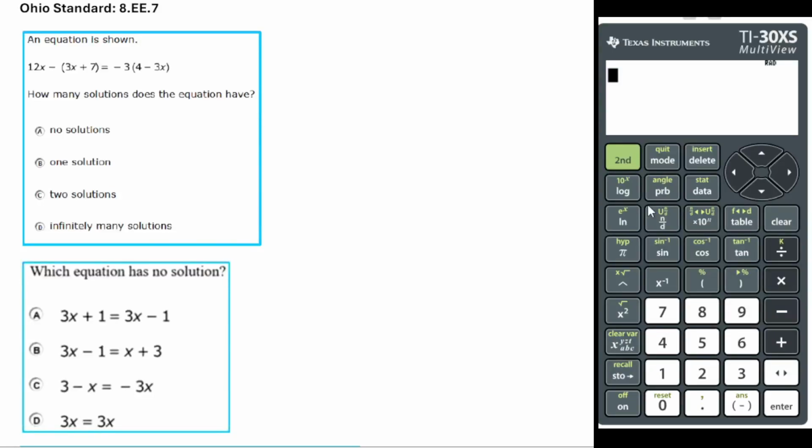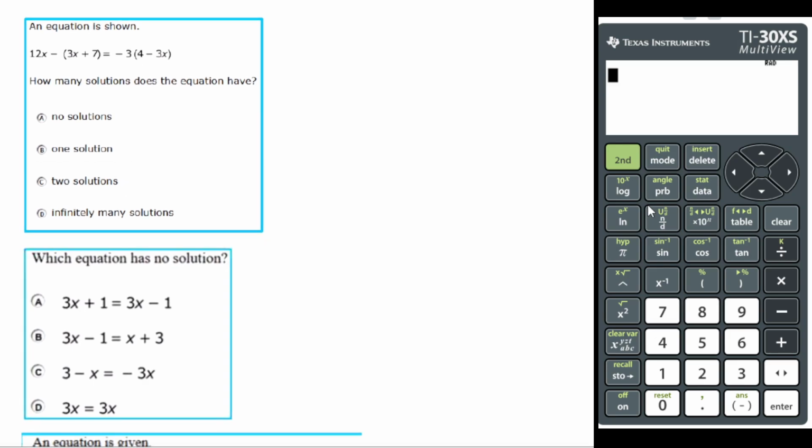All right, welcome back. It's time for another Ohio State Test Standard Review. Today, we're looking at Standard 8.EE.7. This has to do a lot with finding either multiple solutions, one solution, or no solutions for various equations. So we're going to hop right into it with this first question here.